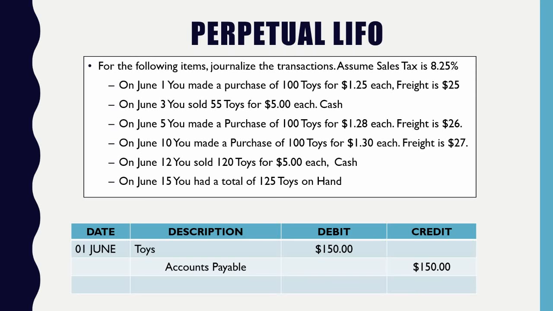Here it's the exact same concept as we learned in FIFO, except instead of using our first batches, we're just going to take from our second batch. This is the exact identical problem that we looked at in the other PowerPoint, but this time we're going to be calculating it a little differently. The first thing we did was make a purchase of 100 toys at $1.25, and freight cost us $25.